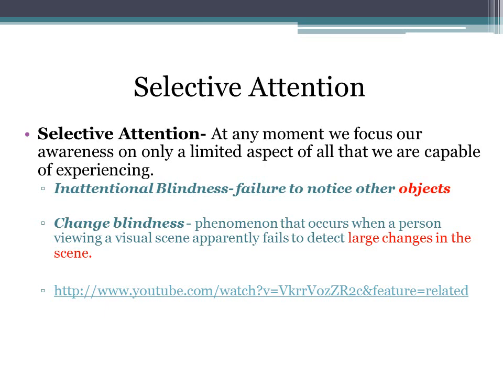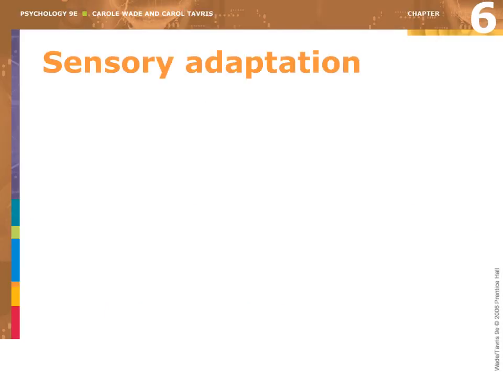Change blindness is a phenomenon that occurs when a person viewing a scene apparently fails to detect a large portion of the scene even changes, and we'll see an image of this in class. But you're so focused on maybe getting a set of directions from one person, and you're so focused on writing down those directions that the person or the background changes, and you don't even notice it because you're so focused on the person. That's called change blindness.